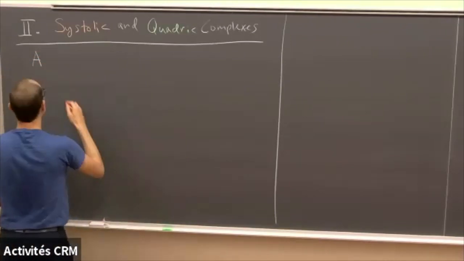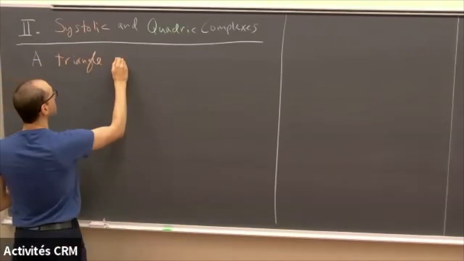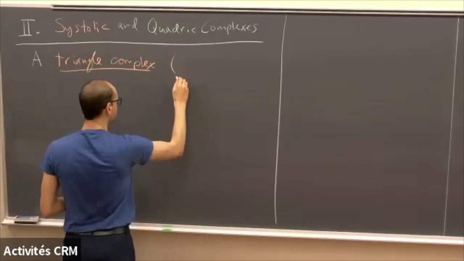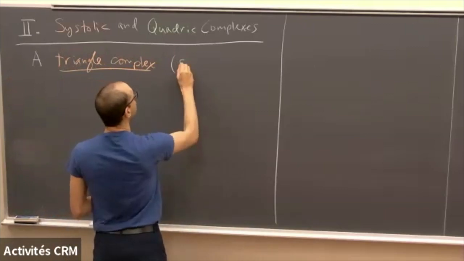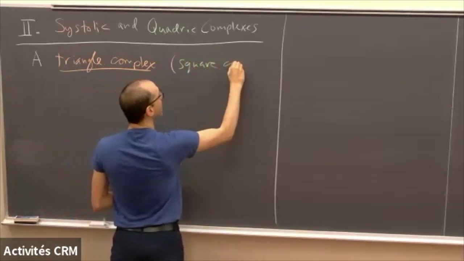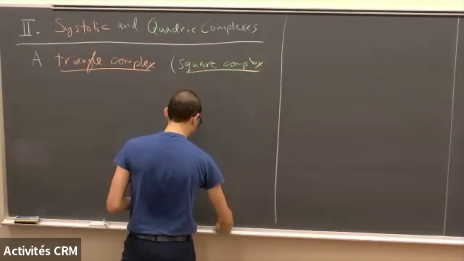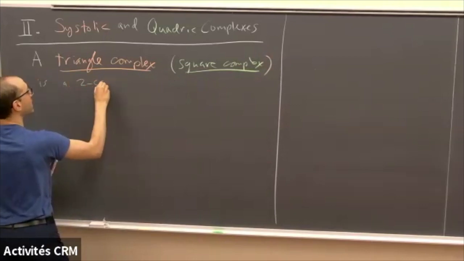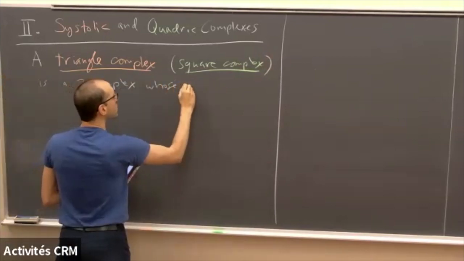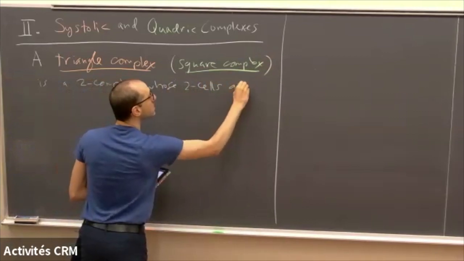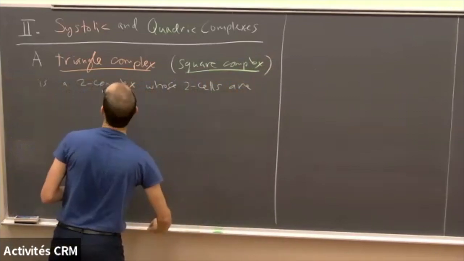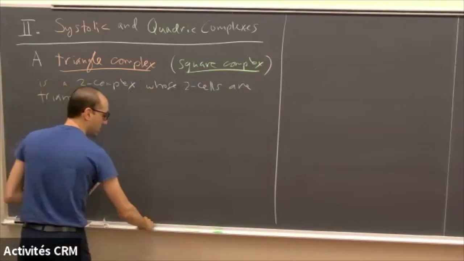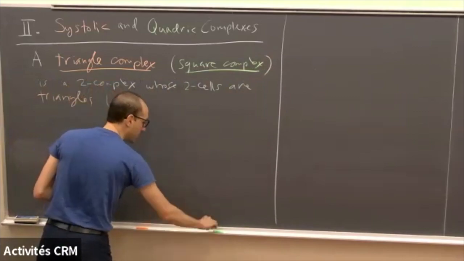A triangle complex, respectively, square complex is a two complex whose two cells are, well, triangles, respectively, squares.